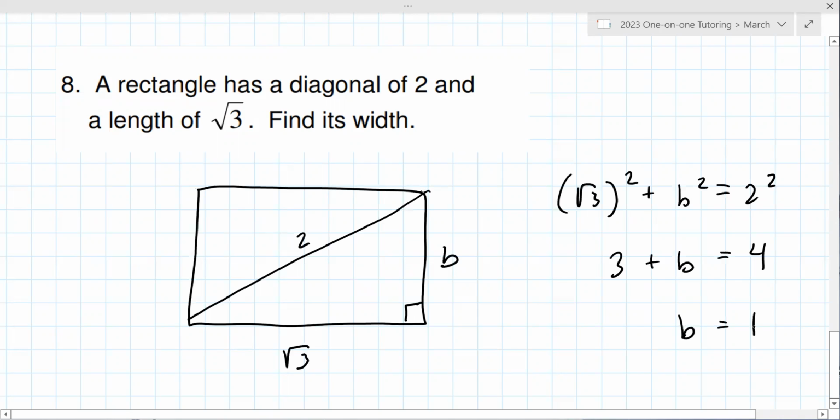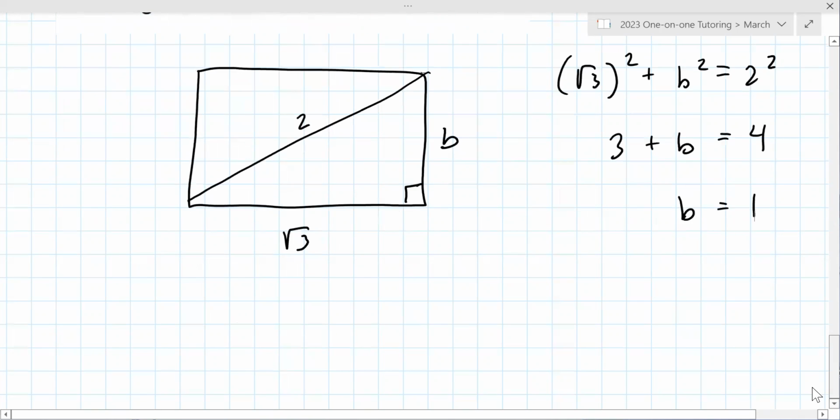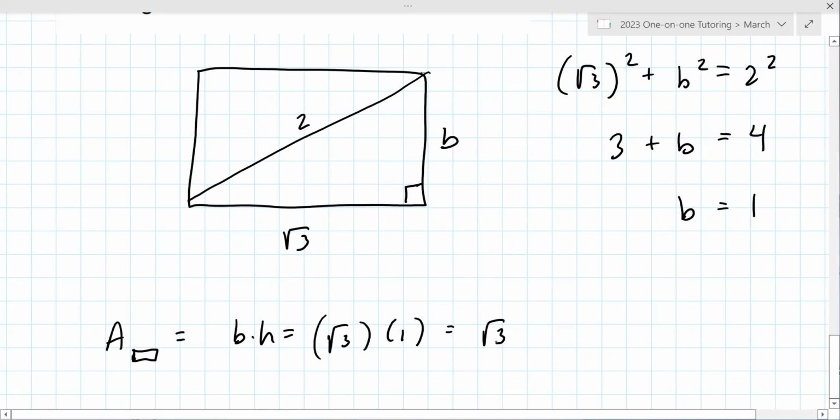Okay, it would be 1. Now that we've got that, let's find the area of the rectangle. So the area is base times height. What is the base? The base is square root of 3, but what is the height? 1. What is the square root of 3 times 1? Square root of 3. Yes.